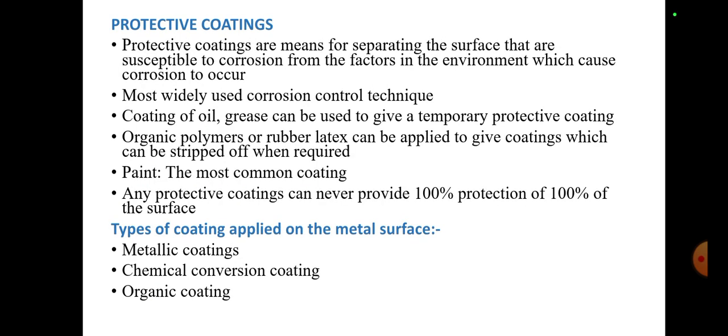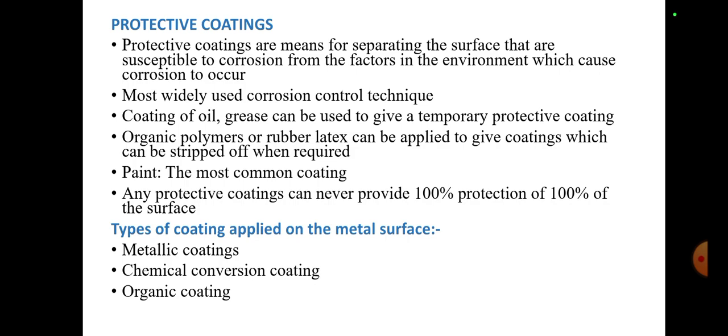Then protective coatings. Protective coatings are means for separating the surfaces that are susceptible to corrosion from the factors in the environment which cause corrosion to occur. Most widely used corrosion control technique.